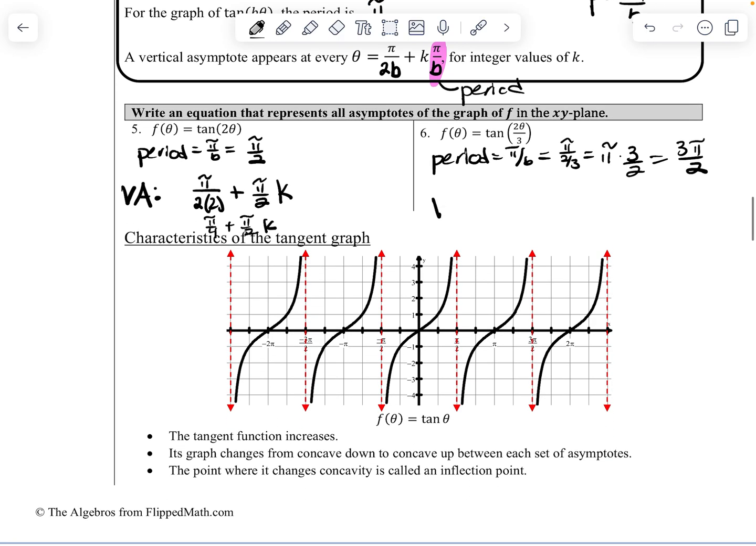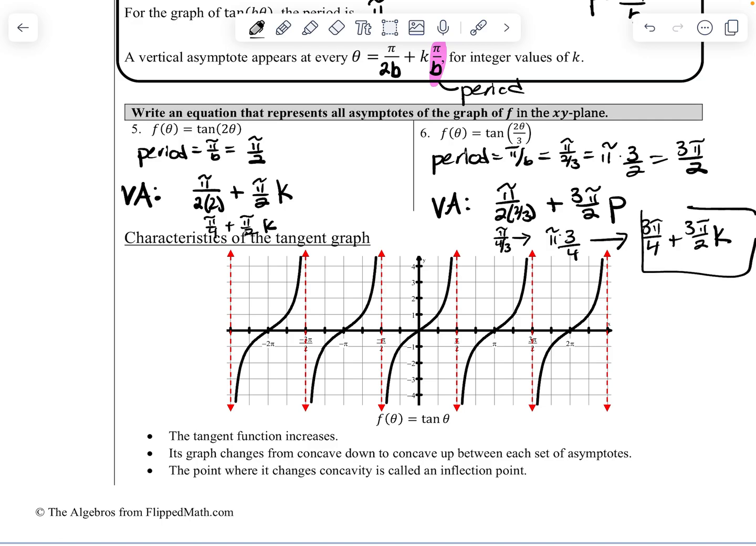So our vertical asymptotes, where are they? They are at theta equals pi over 2b, with b equal to 2/3, plus our period, which we said was 3 pi over 2, k. So what is pi divided by 2 times 2/3? Well, that's pi over 4/3, which is pi times 3/4. So that means it's really 3 pi over 4 plus 3 pi over 2k. I don't know why I put a p there. That should be a k. I apologize.